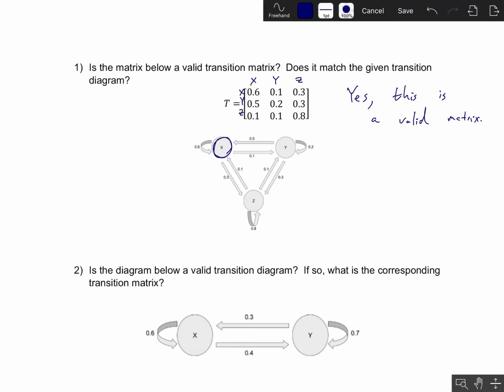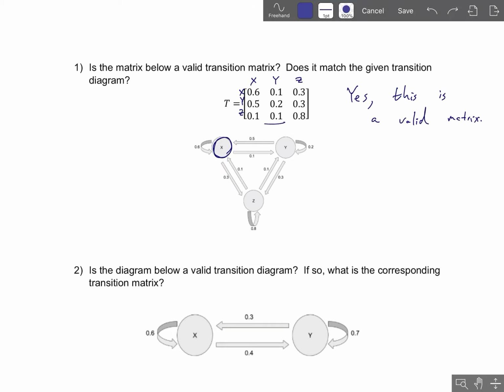So let's check this first row to make sure that it's compatible with this diagram. So the first row of the matrix is telling you that the probability of transitioning from X to X is 60%. That's also what this arrow is saying. So that's valid. And then the probability of transitioning from X to Y from the matrix should be 10%. That's also what we get from the corresponding arrow here. And then the probability of transitioning from X to Z would be 30%, and that's what we get from this arrow here. This arrow is telling us that there's a 30% chance of transitioning from X to Z. So at least for the X terms, this does match the diagram.